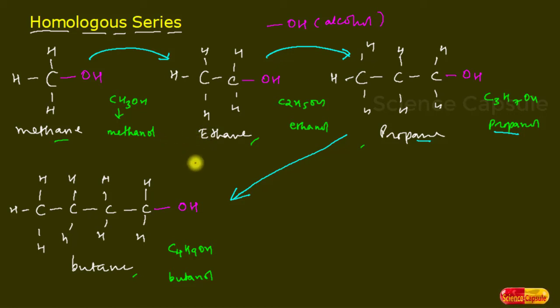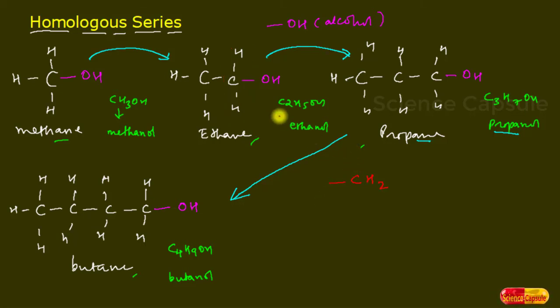differ by a unit of CH2. We can see this CH2. Now, let us understand this. See the structure of methanol and ethanol. If I remove one CH2 unit from ethanol, then you will find that the structures of methanol and ethanol, after removing the CH2 unit, are the same. So we can say that two consecutive homologous series differ by a unit of CH2.